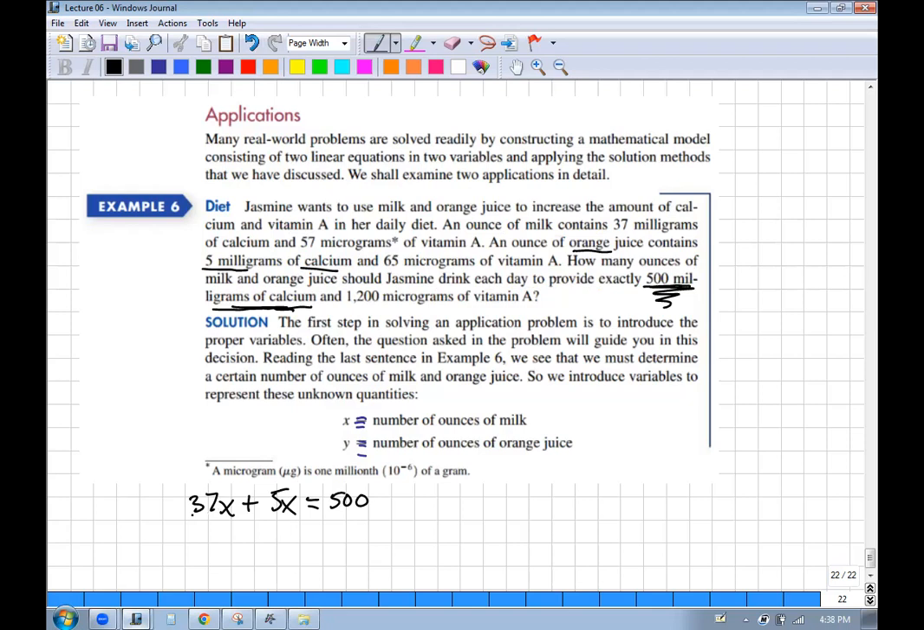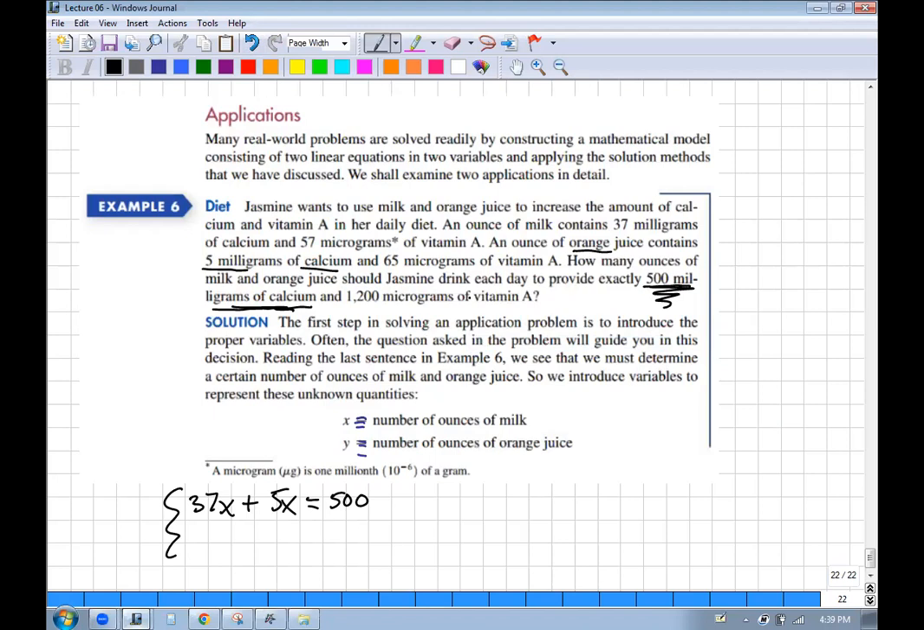So everything here is in milligrams. So 37 ounces, all right? So it's really 37 milligrams per ounce, and then the X here is X ounces. We're talking about calcium. So the ounces go away. So everything here is milligrams. So we're not even going to write the milligrams down. Okay. That's one equation. Now let's focus on the other thing.